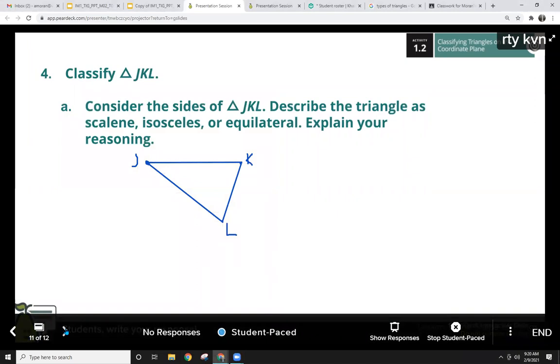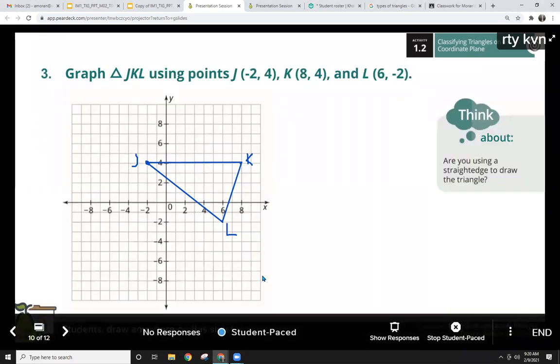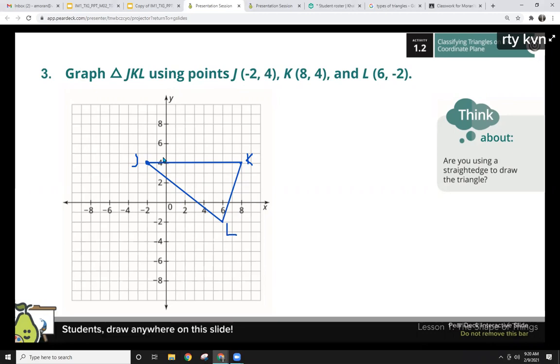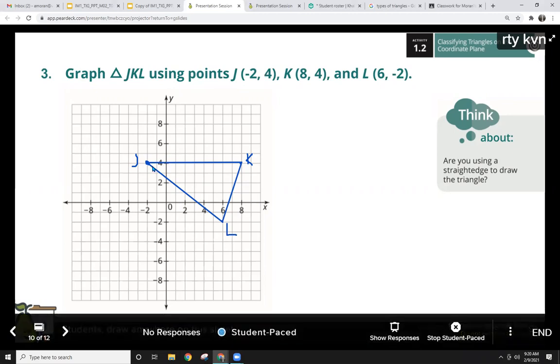Consider the sides of the triangle JKL. Describe the triangle as scalene, isosceles, or equilateral. Explain your reasoning. Okay, well, we've got to find out the sides. Some of them are pretty easy to find because they're just on a straight line. It's a horizontal line. So if you look at the horizontal line, you can just do it by counting.